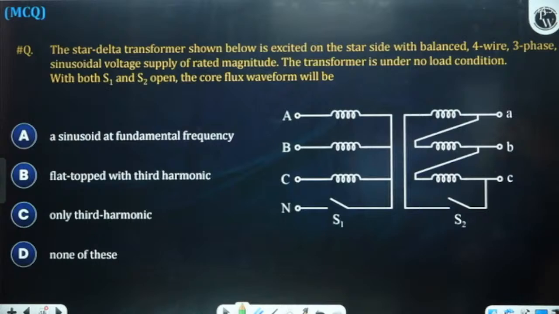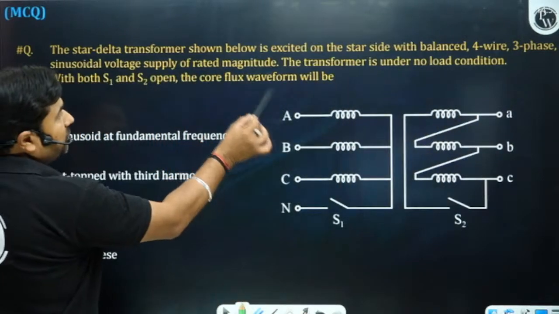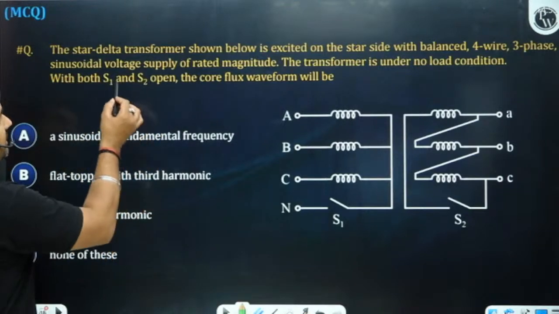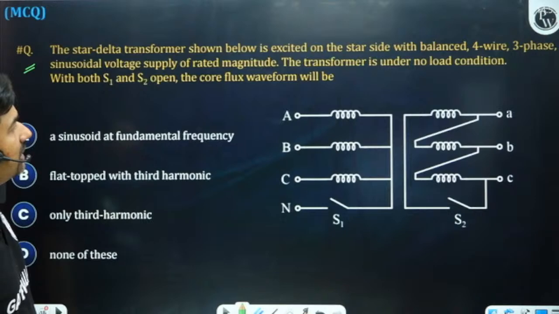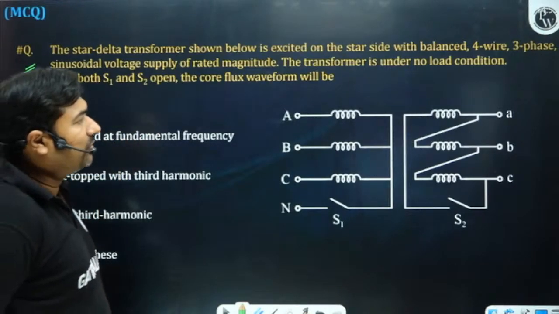Great. Now let's talk about one more question. The star delta transformer shown below is excited on a star side by a balanced 4-wire 3-phase sinusoidal voltage supply at rated voltage magnitude. The transformer is under no load condition with both S1 and S2 open. Core flux waveform will be.